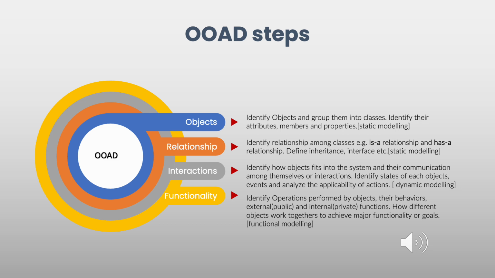Interactions. Identify how objects fit into the system and their communication among themselves, or interactions. Identify states of each object, events, and analyze the applicability of the action. This falls under dynamic modeling. Next is the functionality. Identify operations performed by objects, their behavior, external and internal functions, and how different objects work together to achieve major functionality or goals. This falls under functional modeling.